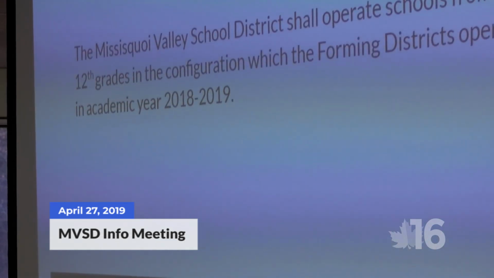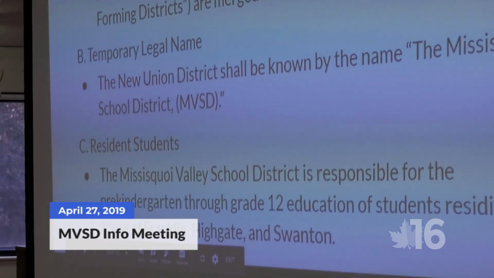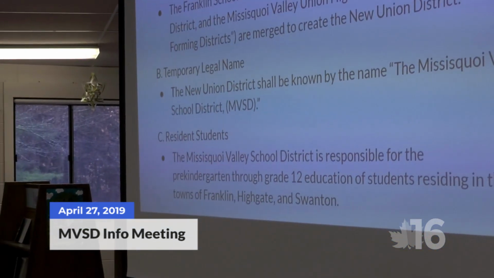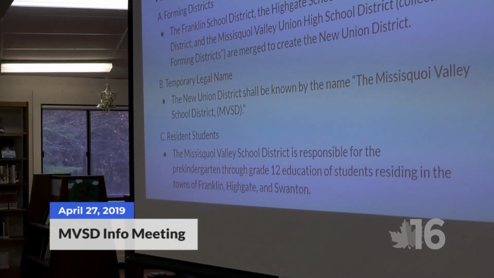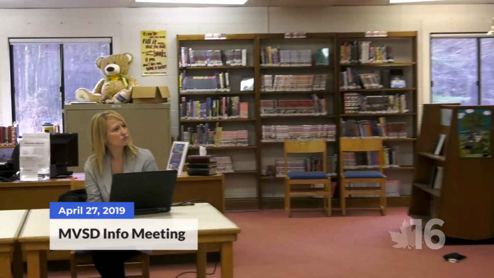Article 1, forming the districts. What makes up the district is the Highgate Elementary, the Franklin Elementary, Swanton Elementary, and the MVU High School. The temporary name that we created was Missisquoi Valley School District, and that has been approved by the state, so that is our permanent name now as a merged district. And the students from the 3 towns will go to the 3 elementary schools and the high school.